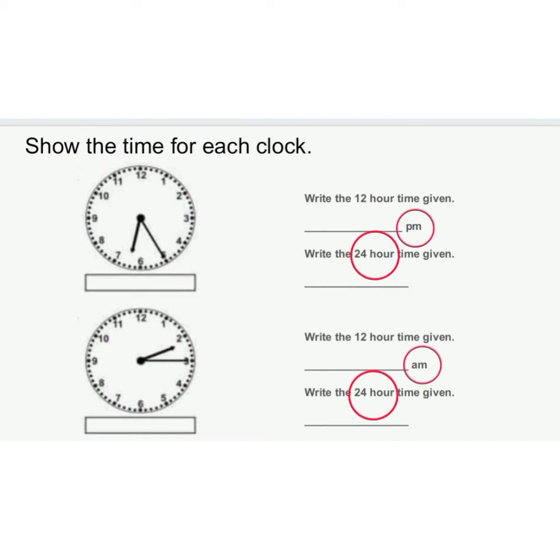So looking at the analog clock at the top, I can see the hour hand where it lies. It's between 6 and 7. And then the minute hand lies on the 5. So the answer is 6:25. And that's all you would just write. That's it. 6:25. Now on the right hand side, it asks you to write the 12-hour time given. So then you would write 6:25 p.m. For the 24-hour time, I'm going to write 18:25 for the 24-hour time given.